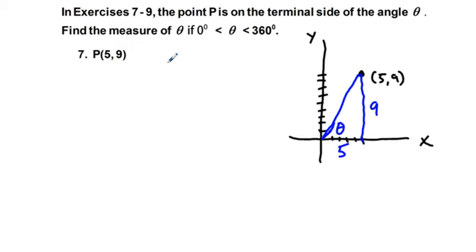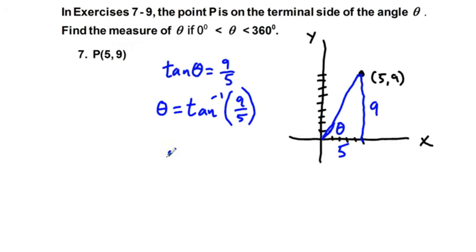So we can say the tangent of theta equals opposite over adjacent, or 9 over 5. And so to find the theta by itself, we take the inverse tangent of this equation. Taking the inverse tangent of tangent theta, we get theta, and taking the inverse tangent of the right side, we write as tangent negative 1 of 9/5.